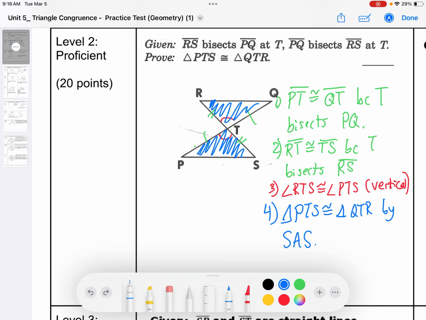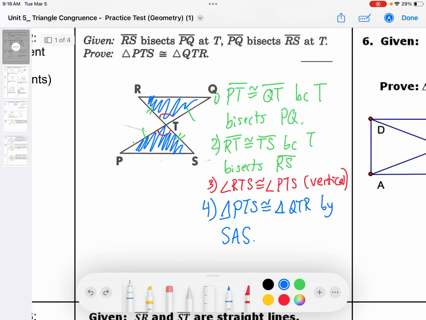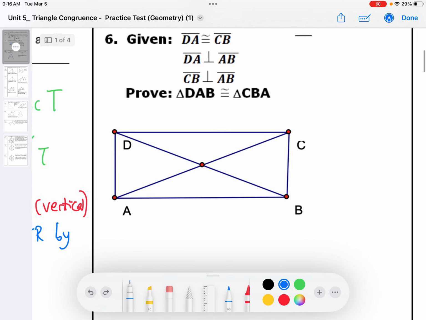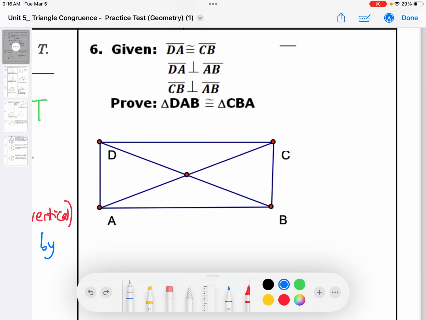Because we're using a side, angle, side pattern. That's what we're doing here. With this one, we are given that DA is congruent to CB. So the very first thing we should do is mark DA and CB with the same marking. And I will then mark the second given, that DA is perpendicular to AB.